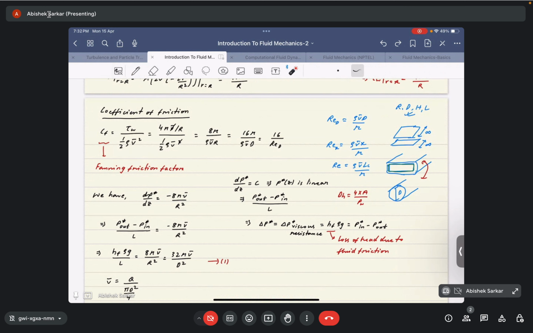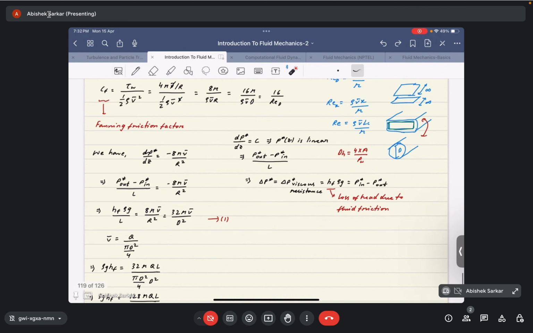Now since dp star by dz is equal to a constant C, it basically means that p star is a linear function of z. So we can write dp star by dz is also equal to (p star out minus p star in) divided by L, a linear function of z. Basically it means that pressure varies linearly along L. Now we substitute this in this equation. We will have (p star out minus p star in) divided by L is equal to minus 8 mu v bar by R square.